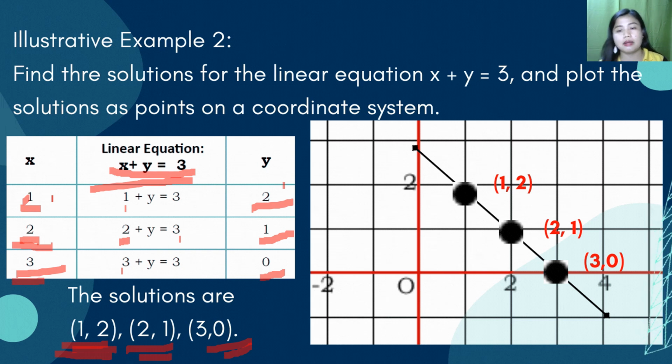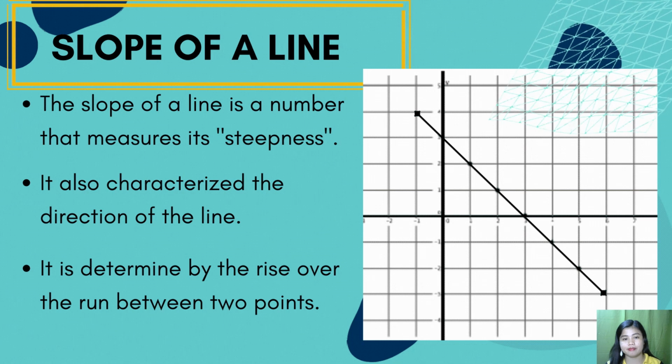Infinite. There are so many of them, they cannot be counted. These three are just some of the solutions. So let's plot. This is (1, 2), (2, 1), and (3, 0). What can you observe on the graph of the linear equation? Yes, the line is a straight line.